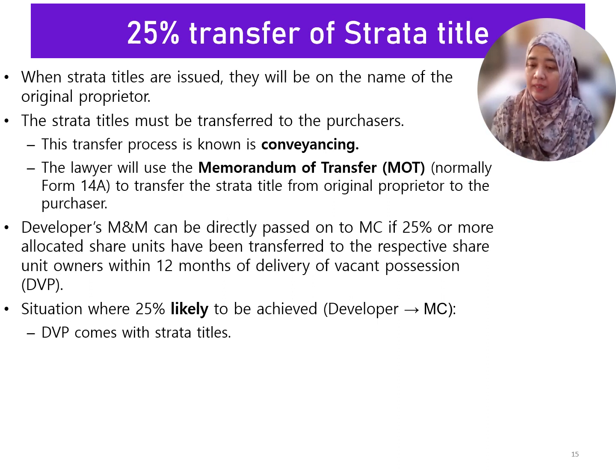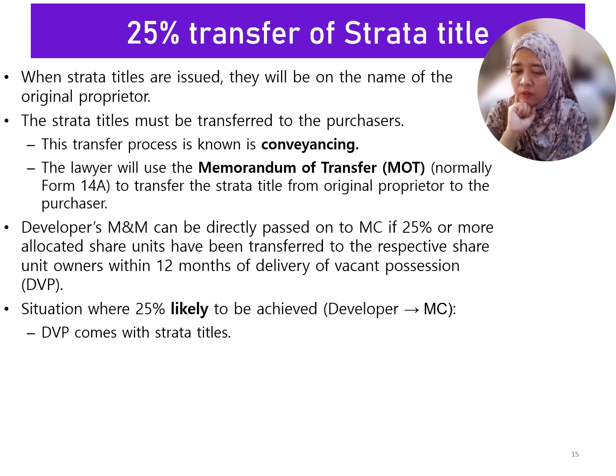Okay, so ada situation whereby the 25% is likely to be achieved. Ada yang membolehkan 25% within 12 months to be achieved ialah bila the delivery of vacant possession comes together with strata titles, which is what we learn during the lecture on issuance of strata title.